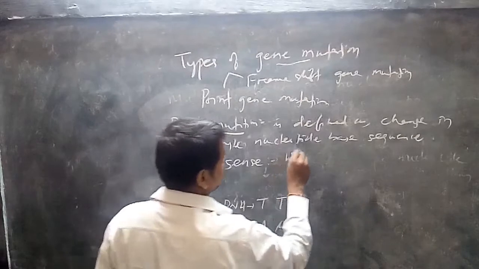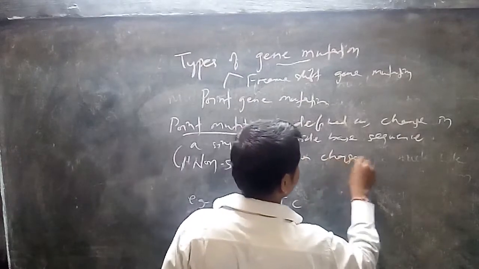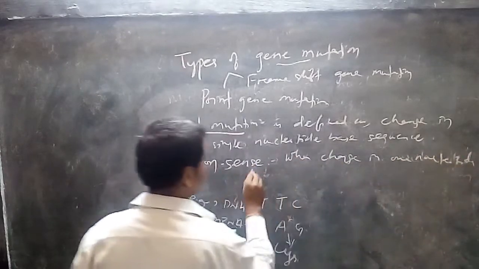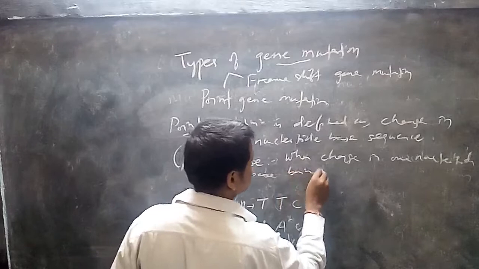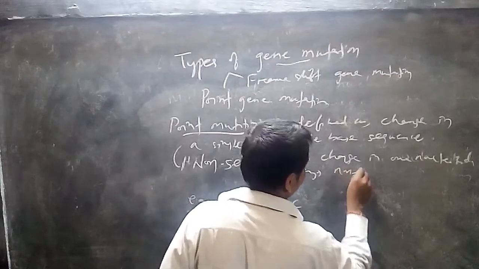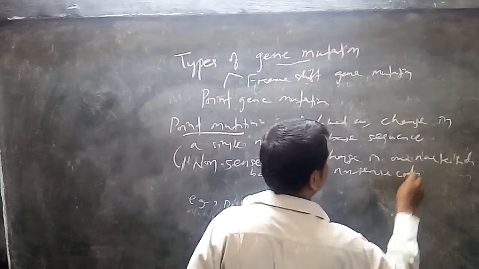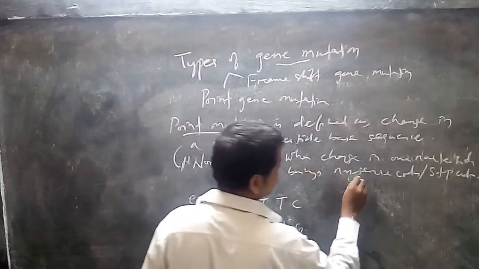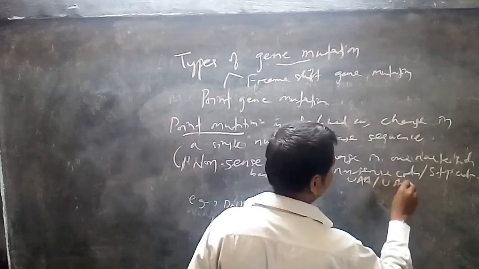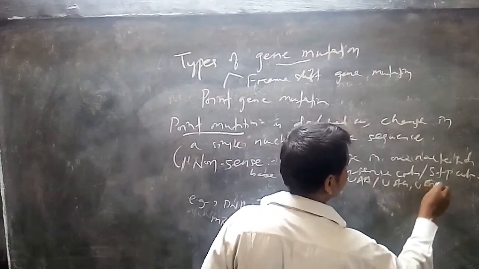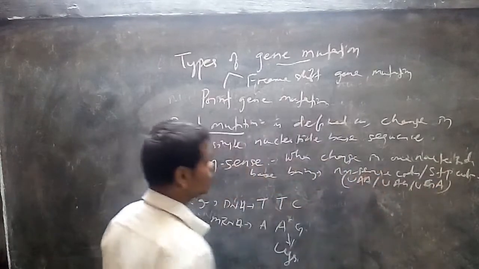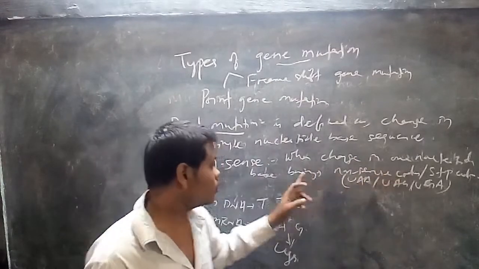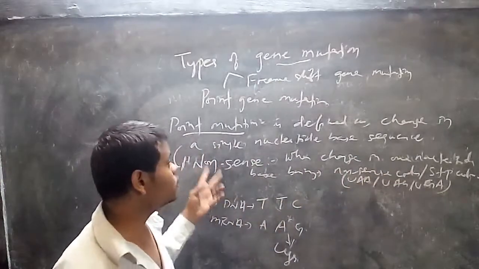When a change in one nucleotide base brings a nonsense codon or stop codon. There are three stop codons: UAA, UAG, UGA. When mutation to one nucleotide base occurs and that brings a stop codon or nonsense codon, then that condition is called a nonsense point mutation.